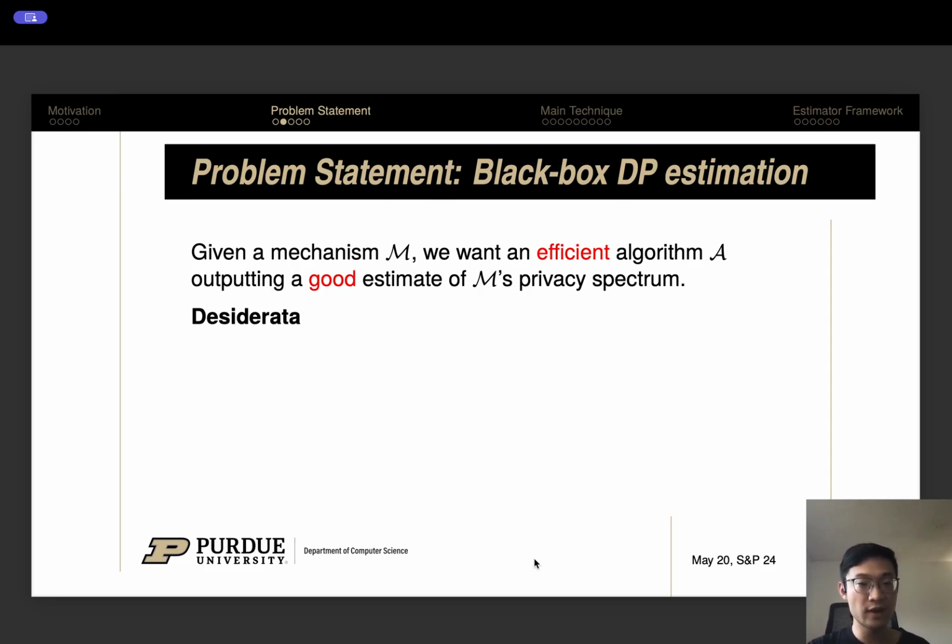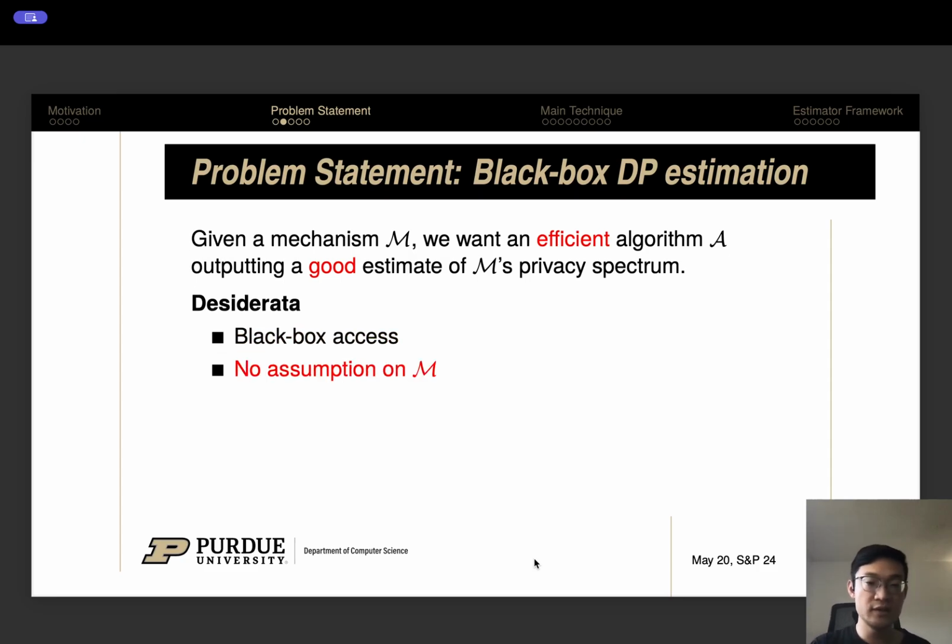There are three desired properties we want algorithm A to have. First, A shall only have black box access to the tested mechanism M. This is to capture the scenario where a domain expert with no privacy knowledge can empirically estimate their mechanism themselves. Ideally, we want to make no assumption on the mechanism, but unfortunately, this is not achievable.